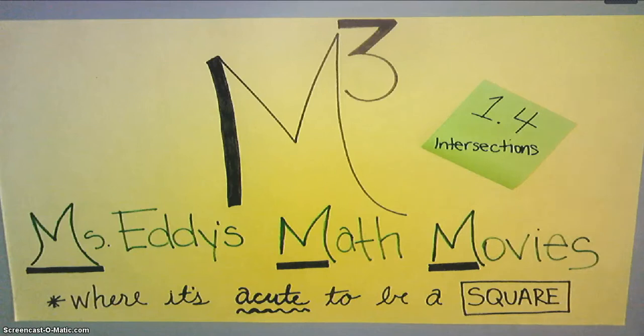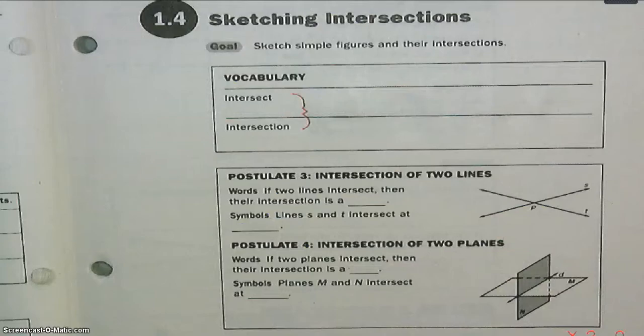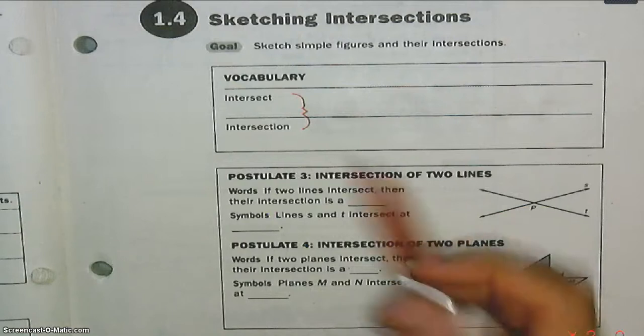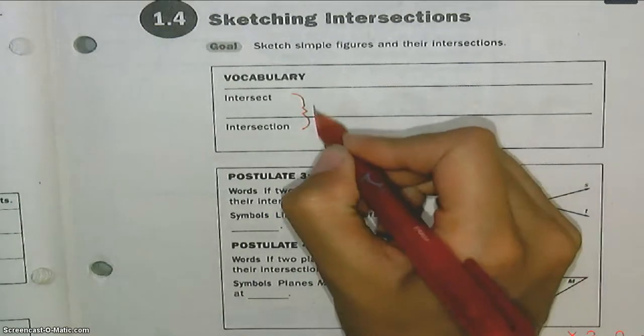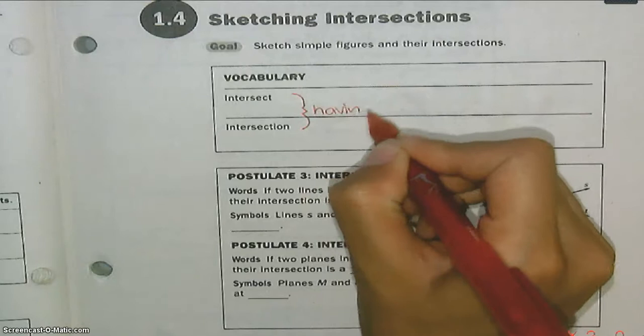Today we are learning section 1.4, which is all about intersections. Our vocabulary for today is just intersect and intersections, which basically mean the same thing. They mean having points in common.